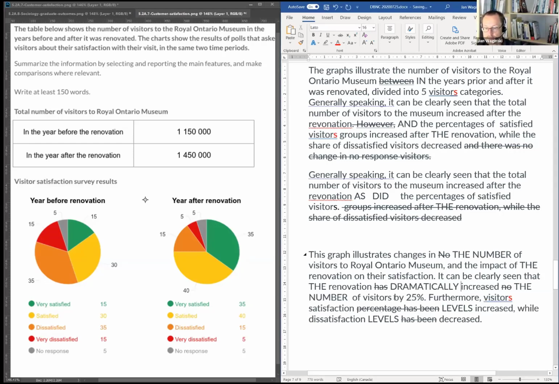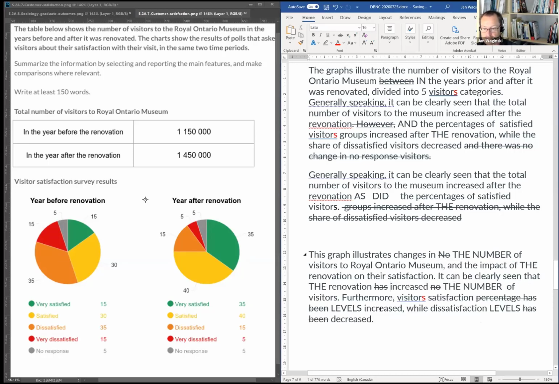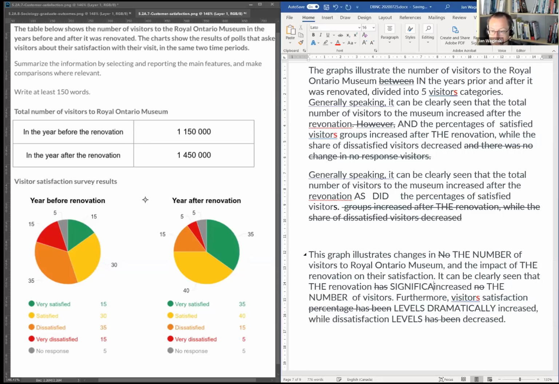Increased the number of visitors. Okay. Or if we want to put dramatically here: furthermore, visitor satisfaction levels dramatically increased, because they did. So what's a synonym for dramatically? We could put significantly. I mean, 25% is a big difference.